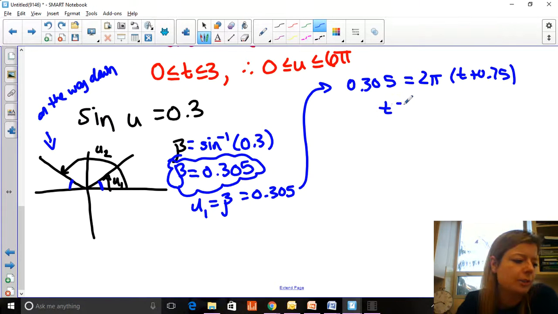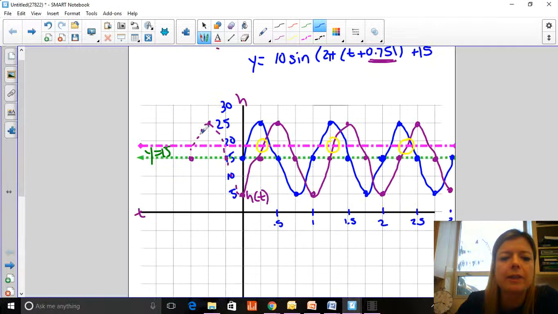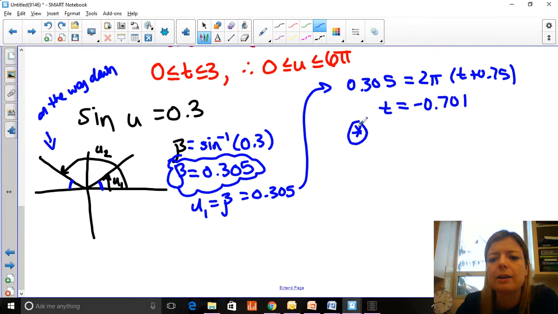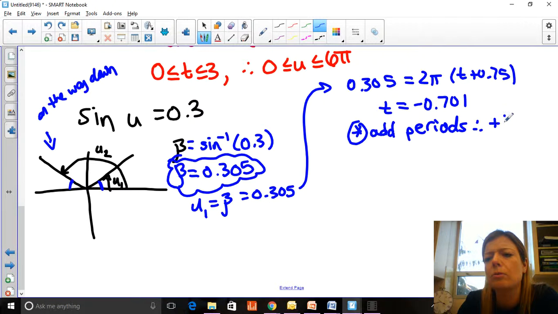You get t is equal to negative 0.701. Now this is not going to be included. Why? Because of the phase shift. Remember, that would have been this one here, our original one from the blue curve, but it got shifted over. So that's why that one is not included. To find the next one, you just keep adding periods. In this case, the period is just 1, so just keep adding 1 second to everything. So our T1, we just add a second to that.